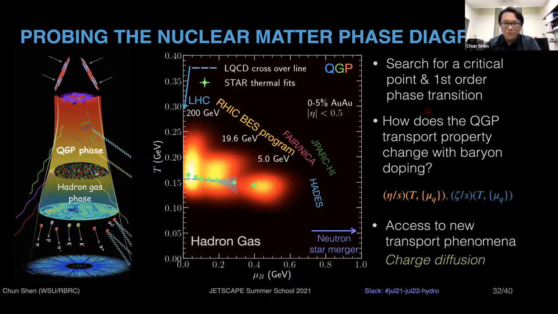What we want to search for is whether there's a critical point, whether we can locate the critical point and a first order phase transition in this QCD phase diagram, and also understand how the transport properties of the quark gluon plasma change at finite chemical potential. You can also access new transport coefficients, like charge diffusion coefficients, in the low energy simulations.